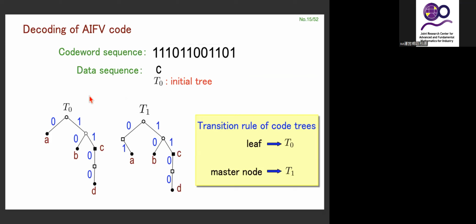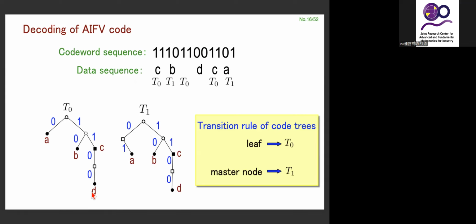We trace 111, but there is no path 111. So C is decoded. And since this node is a master node, we move to T1. And we trace the 10 in T1, and B is decoded. And since this node is a leaf, we move to T0. And we trace 1100 in T0.